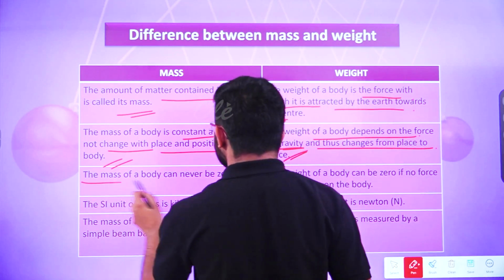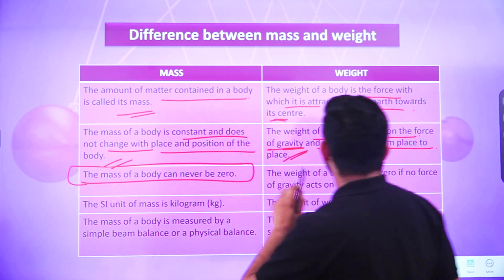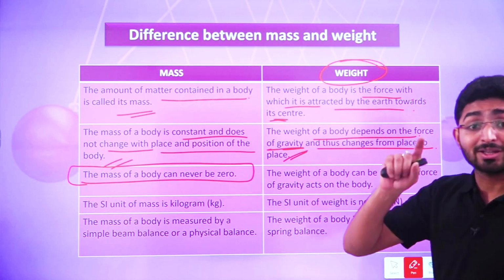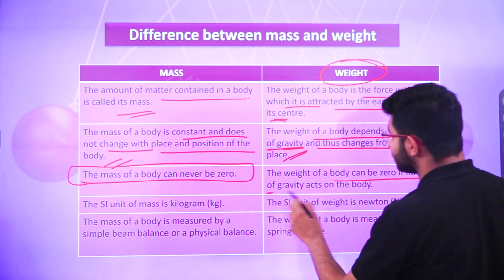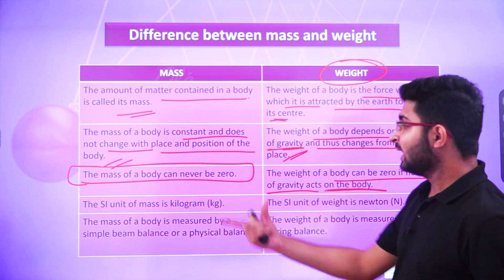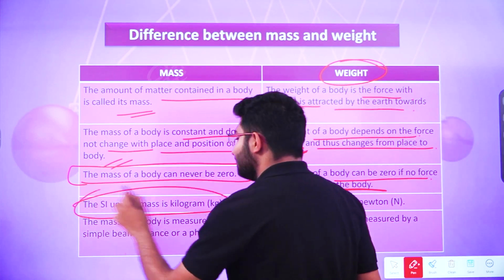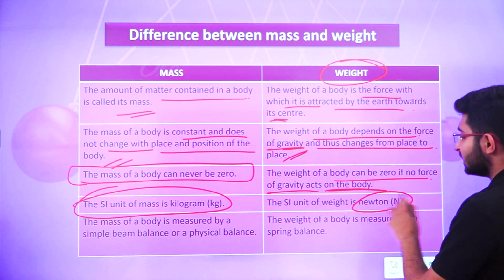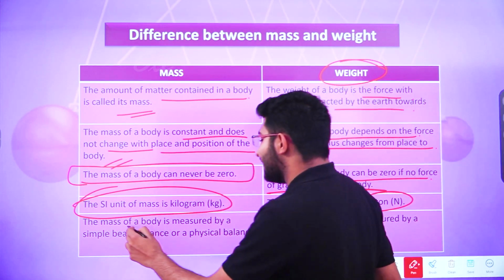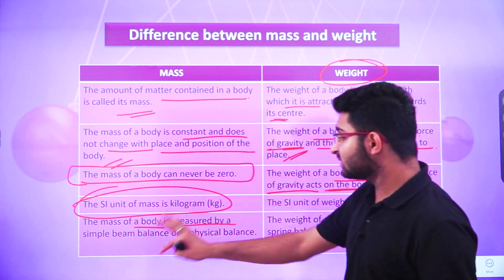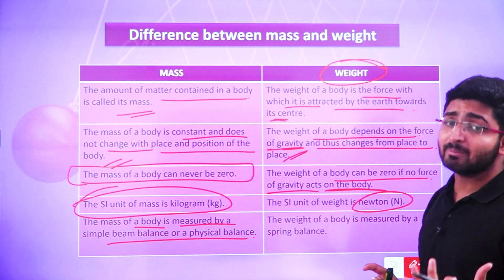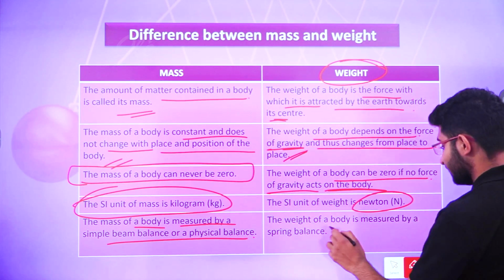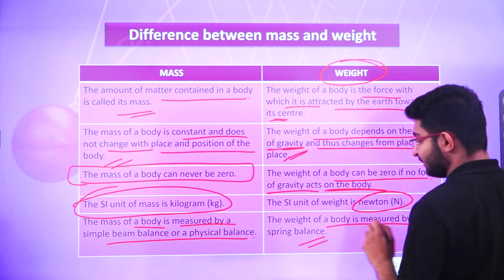The mass of a body can never be zero, obviously, but in case of weight, it can be zero where the gravity is zero, right? So the weight of a body can be zero if no force of gravity acts on the body. The SI unit of mass is kilogram and the SI unit of weight is Newton, right? The next point says the mass of a body is measured by a simple beam balance or a physical balance, but in case of weight, we use a spring balance to measure the weight of the body. The weight of a body is measured by a spring balance.